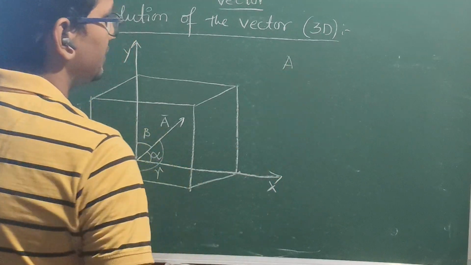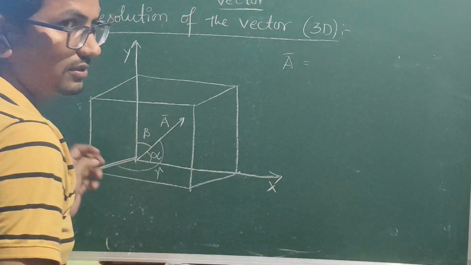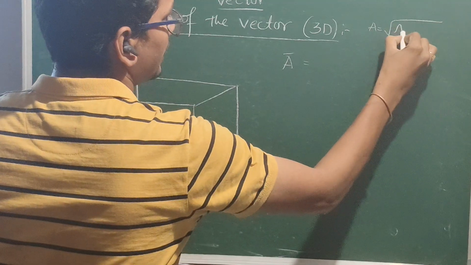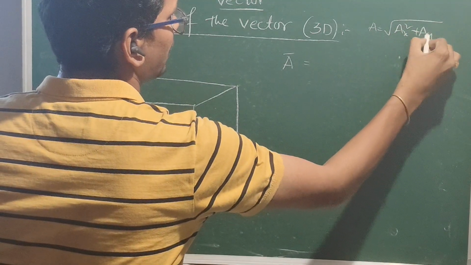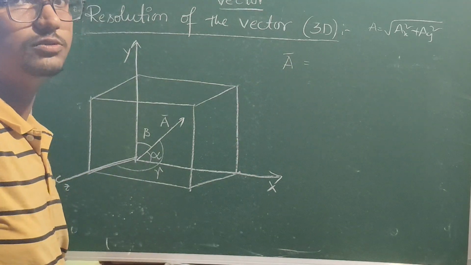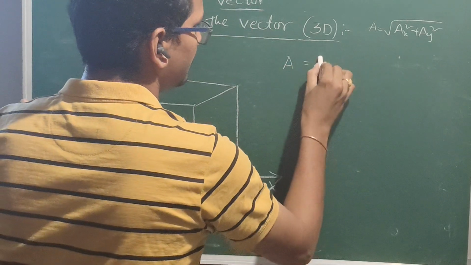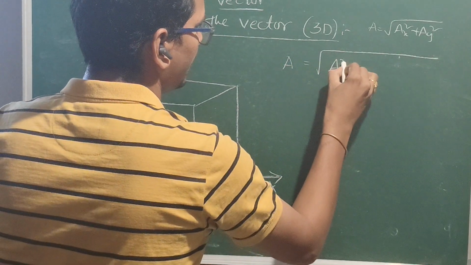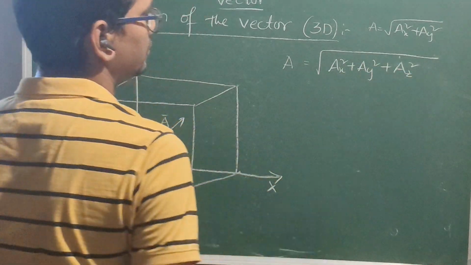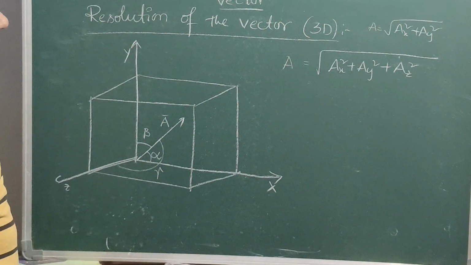For example, A bar is the resultant of the vector. How can you write it? Based on what we already discussed, according to Pythagoras, in two dimensions we can say A is equal to the square root of ax square plus ay square. Already we have done that in the previous one, because of two coordinate systems, that is two dimensions. Now we are discussing three dimensions. Three dimensions means what need to write? Square root of ax square plus ay square plus az square, because of three coordinate systems. Yes or no? From these, we want to find the cosine values.